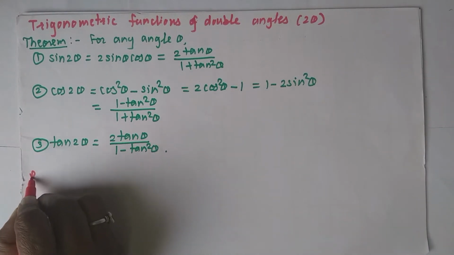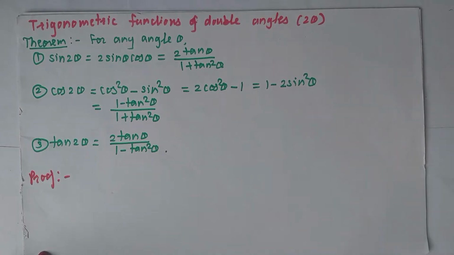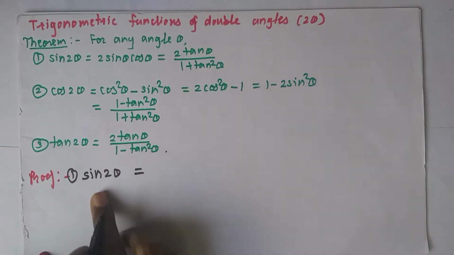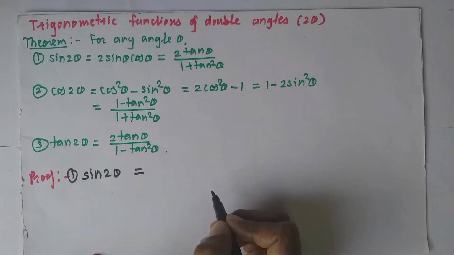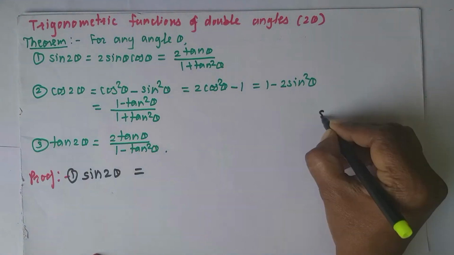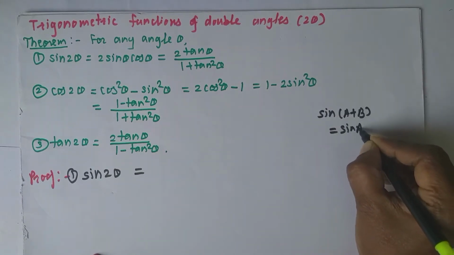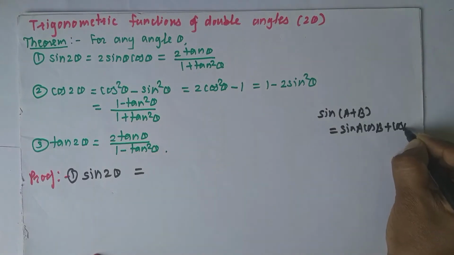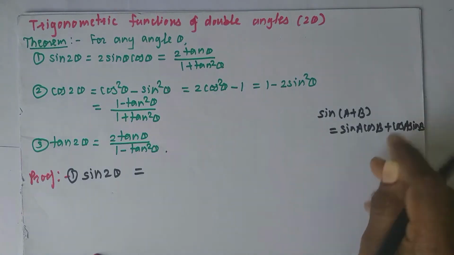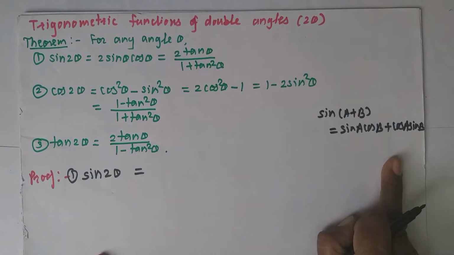First, we will prove sin 2 theta. To prove this, we have studied one formula in our previous lecture: sin(a plus b) means what? This is sin a cos b plus cos a sin b. We derived this formula in our previous lecture.